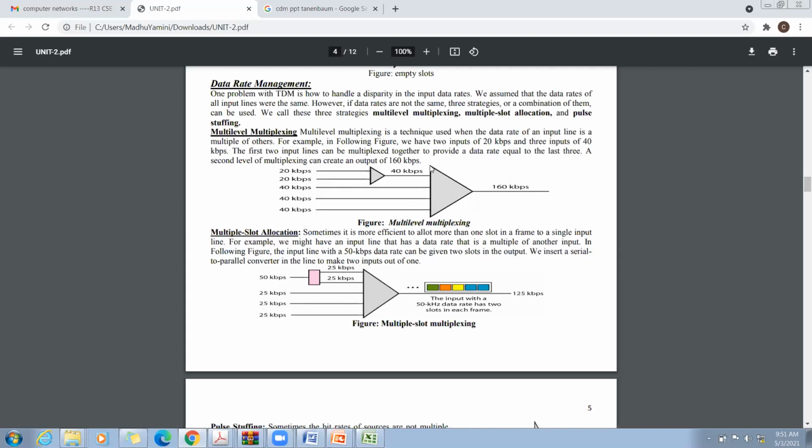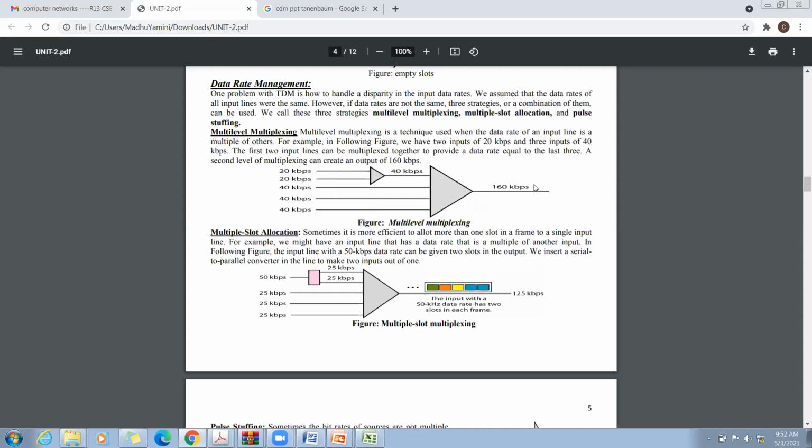So in the multiplexer, how many inputs? Normally there are 5 connections, but here 4 inputs go in, each of 40 kbps. 40 into 4, so the total resultant output line will be 160 kbps. This is called multi-level multiplexing. Why is it called multi-level multiplexing? Because we have multiplexed more than once.